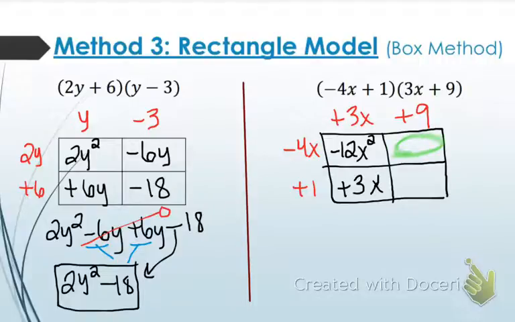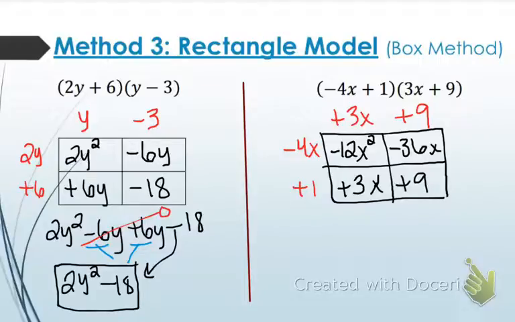This rectangle here. We have negative 4x times 9. That gives us a negative 36x. And lastly, we have positive 1 times positive 9. That gives us a positive 9.